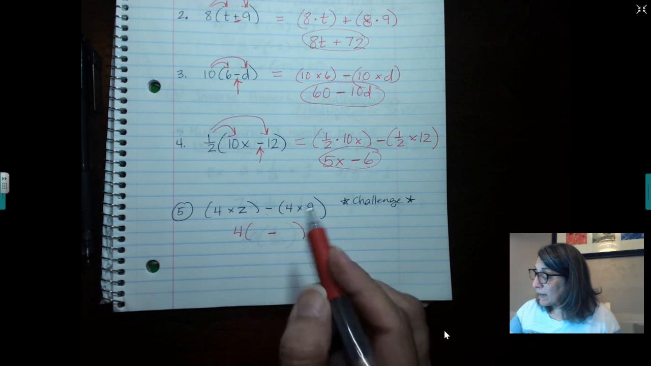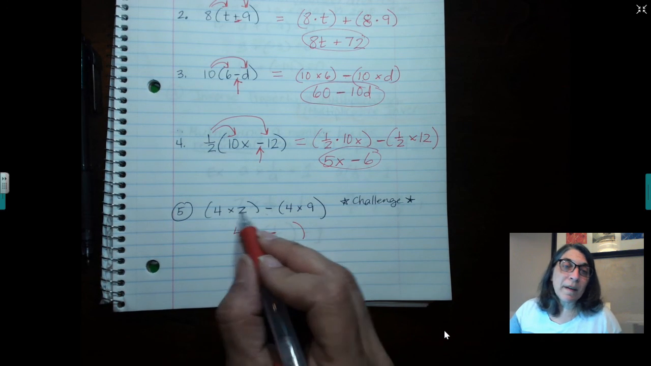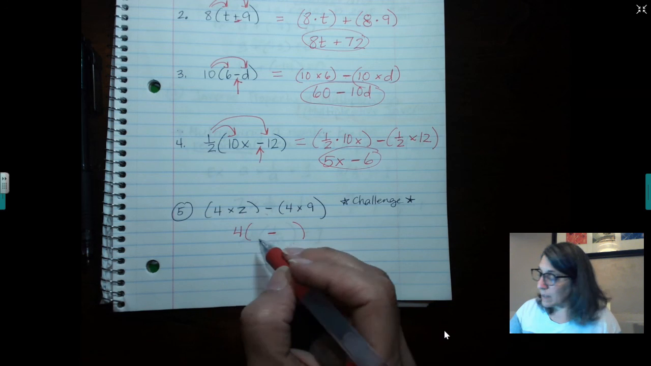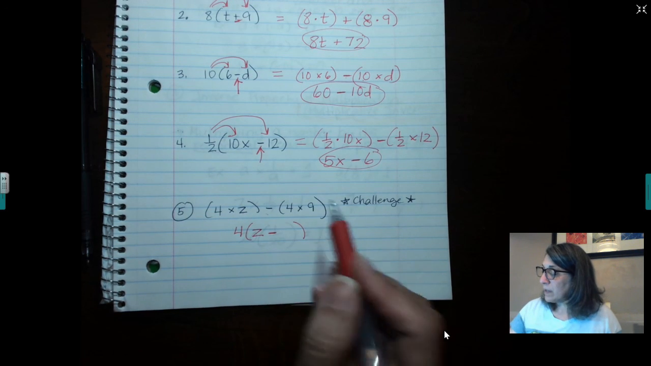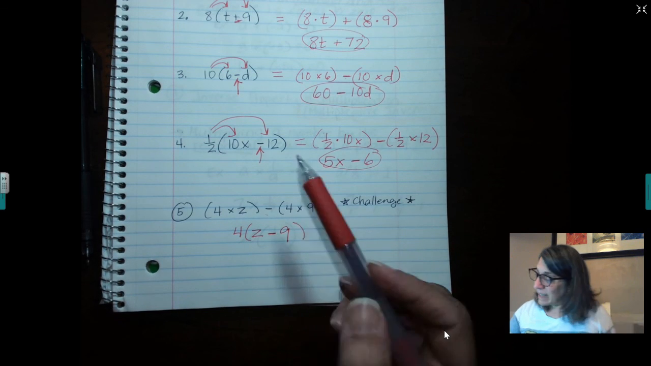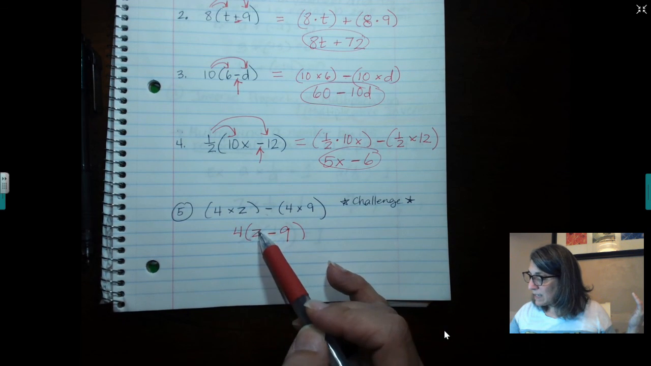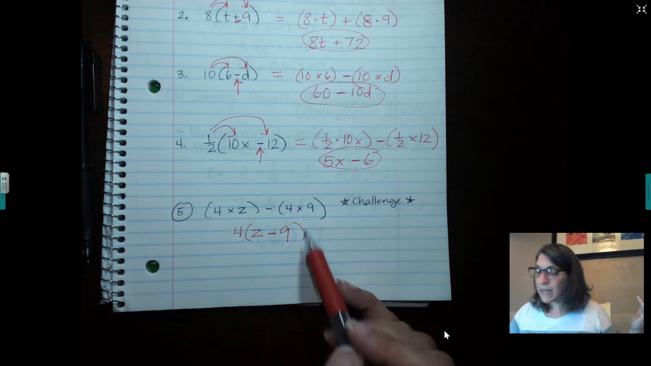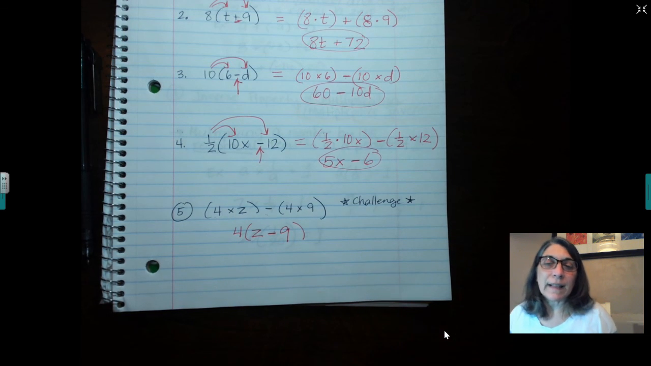4 was multiplied by z. I'm sorry, z was multiplied by 4. Either way, I multiplied 4 by z, which means z was probably my first number, and 9 was probably my second number. And so you can kind of check it and think, okay, does that make sense? 4 times z, yes, minus 4 times 9, yes. So hopefully you got that one.